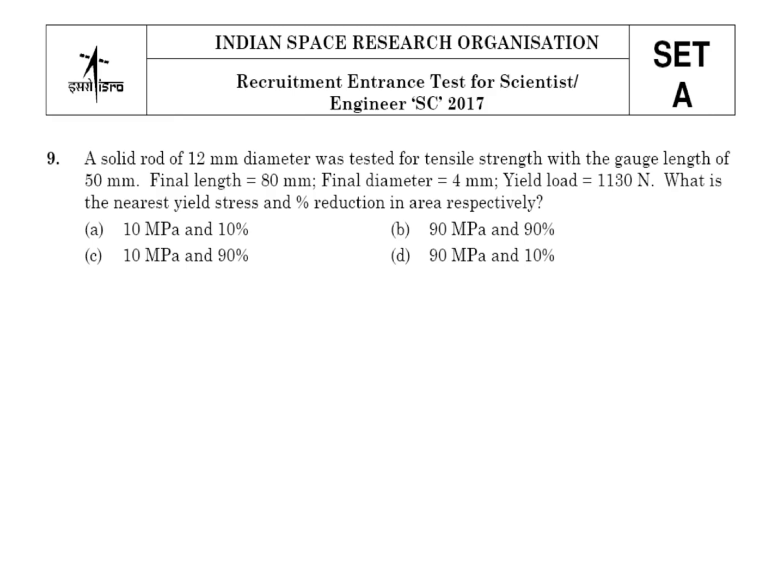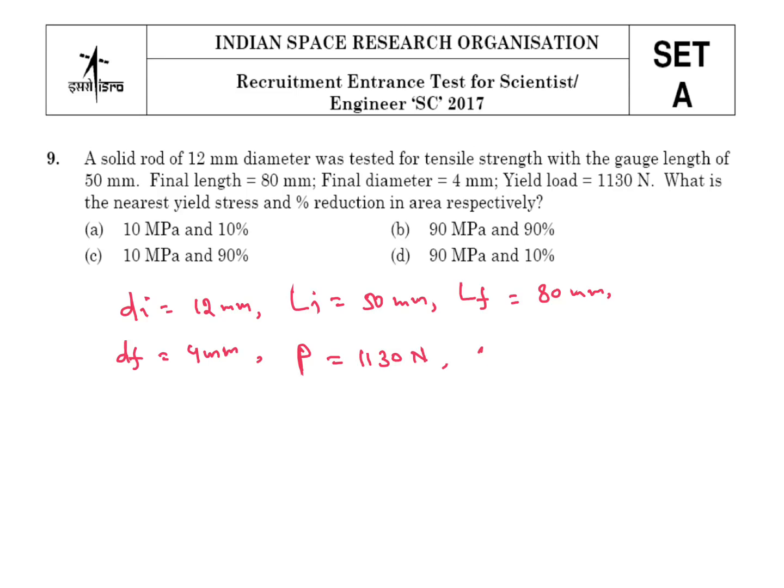Question is, a solid rod of 12 mm diameter was tested for tensile strength with the gauge length of 50 mm, final length 80 mm, final diameter 4 mm, yield load equal to 1130 Newton. What is the nearest yield stress and percentage of reduction in area respectively? So, initial diameter is 12 mm, initial length is 50 mm, final length is 80 mm, final diameter is 4 mm, yield load P equal to 1130 Newton. Nearest yield stress sigma y we have to calculate, and percentage of reduction, so del L percentage we have to calculate.